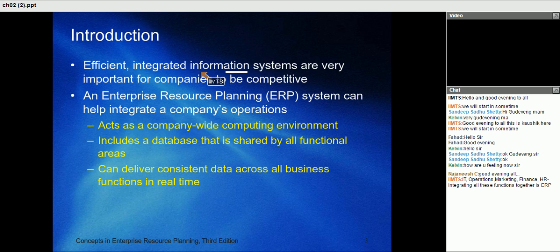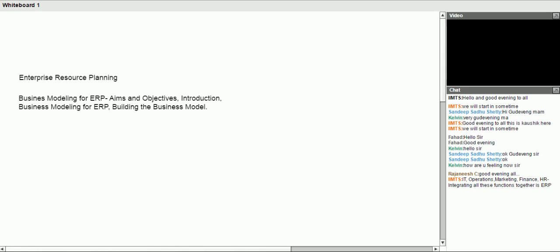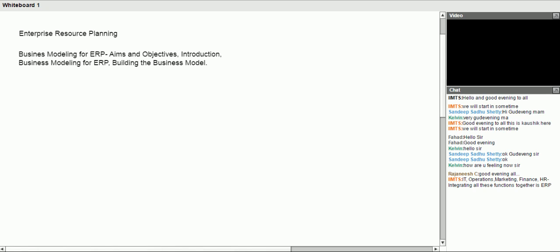So efficient integrated information systems are very important for companies to be competitive. That means IT can coordinate with HR, HR can coordinate with finance, or IT can coordinate with finance. Integrating means all the systems can coordinate with every system. For example, take procurement. Suppose you want to purchase some desktops.